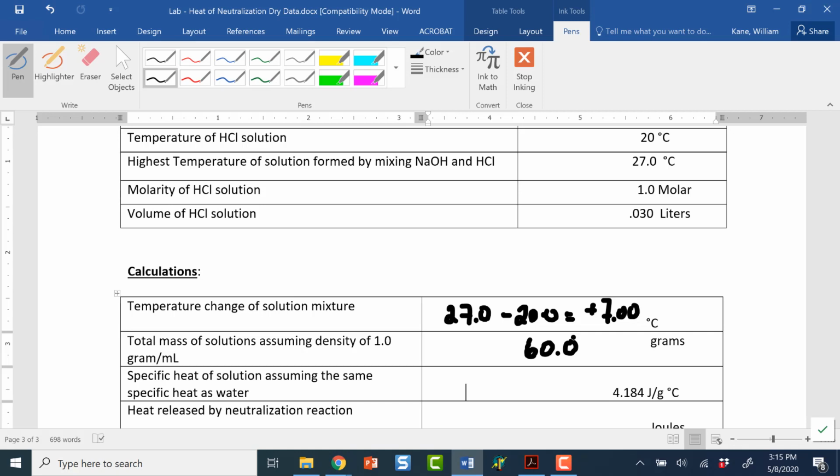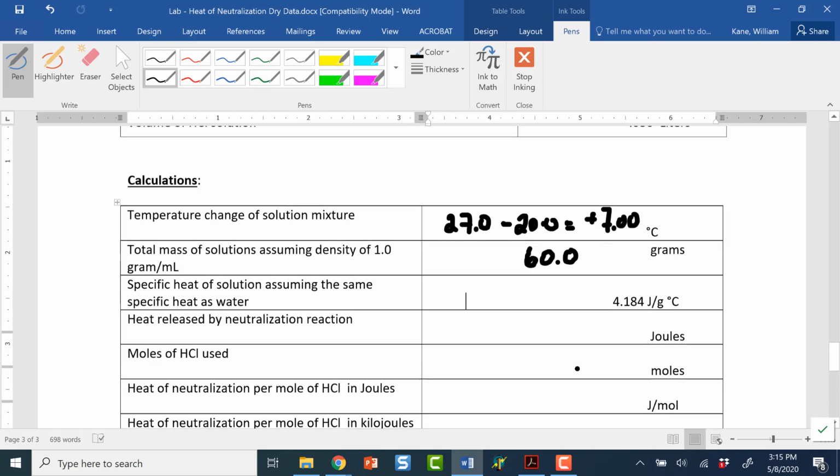The specific heat of the solution, assuming the same specific heat as water, we're assuming most of this is water. That's one of the assumptions in the lab. So we're assuming that both these solutions have a specific heat capacity of 4.184 joules per gram degree Celsius.